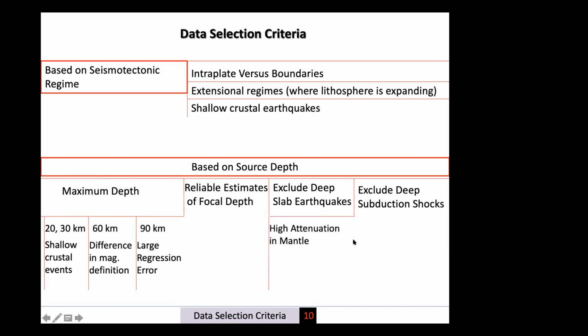For high attenuation in the mantle, we exclude these deep slab earthquakes because the travel path of the rays recorded by strong motions is sampling the high attenuation in the mantle. So you cannot simply combine them with those that are just sampling the crustal structures. Or when we exclude deep subduction shocks, it's because of the difference in travel path and stress condition compared with shallow earthquakes. So these are the motivations behind such criteria for data selection based on depth.